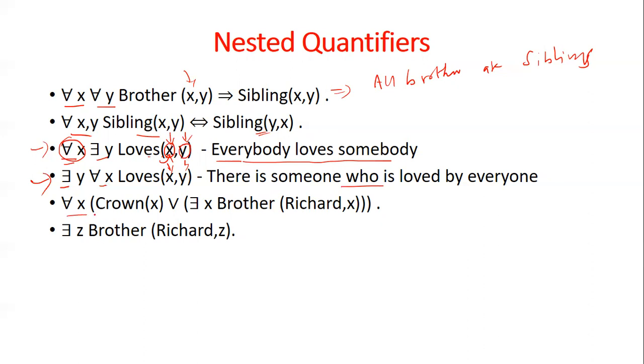And here is another statement: for all X, X is a crown, or there exists X such that Richard is the brother of X. Here we are using nested quantifiers again, but with the same variable for two quantifiers. So this may lead to some confusion. So instead of writing there exists X such that Richard is the brother of X, we can write there exists Z such that Richard is the brother of Z. So it is better to avoid using the same variables at multiple locations. We can use different variables. Okay.